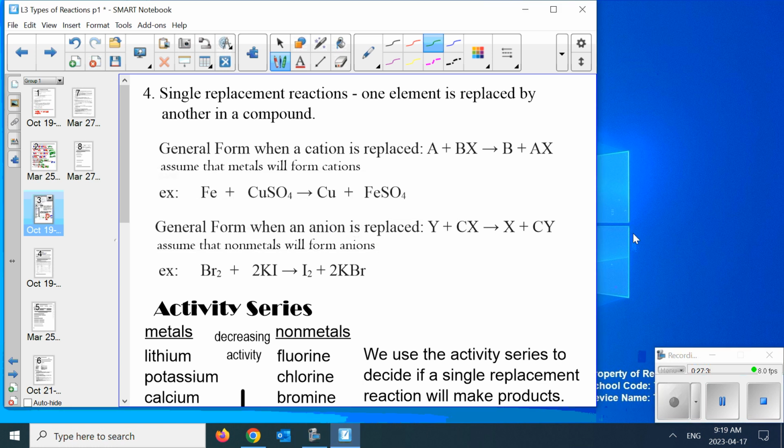My board has stopped working, but I've handed out a reactions review. We're going to look at question 3. And that's what we're going to work on using the activity series right now. I'll post it on Google Classroom.